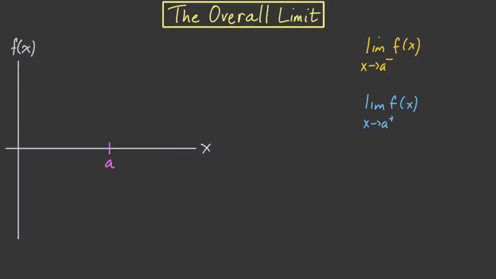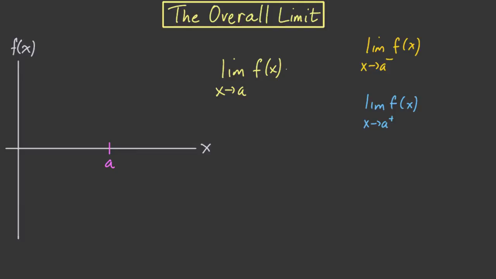Now, a lot of times we just want to think about values of x that are close to a, period, without restricting to one side or the other. And that is going to be the overall limit. We'll denote it by limit of f of x as x approaches a. So notice that there's no plus or minus sign here.